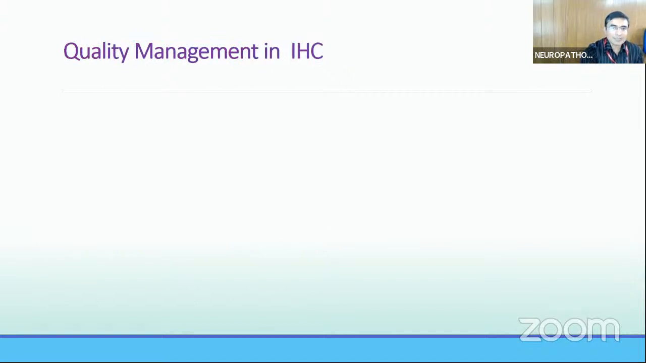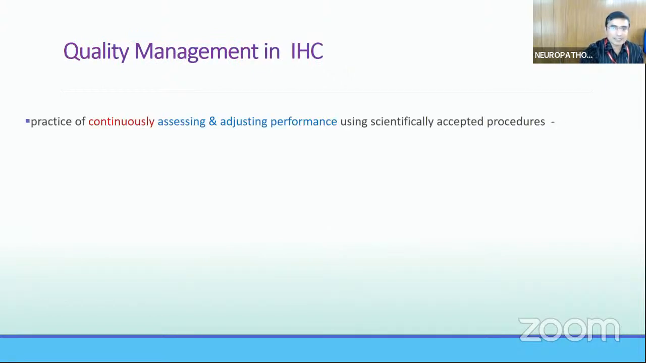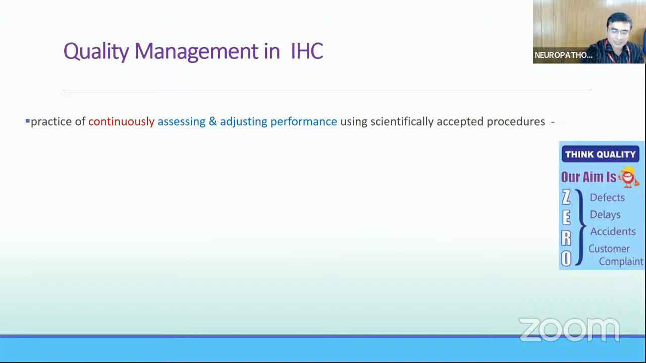Now, quality management, whether in IHC or anything else, covers the practice of continuously assessing and adjusting performance using scientifically accepted procedures. This is actually a definition from one of the accreditation bodies, the College of American Pathologists. Basically, quality management aims at providing zero defects and accurate results. Now, this covers some important elements.